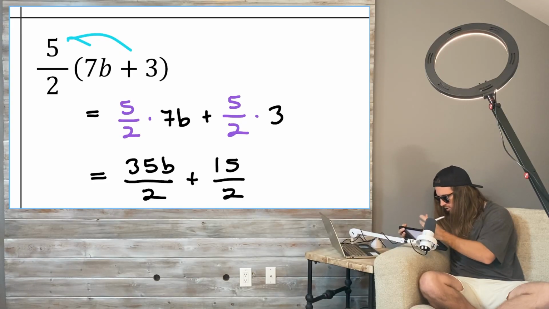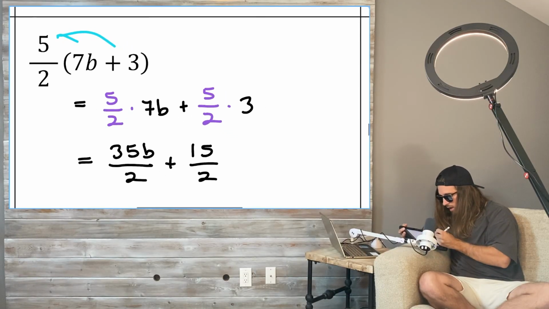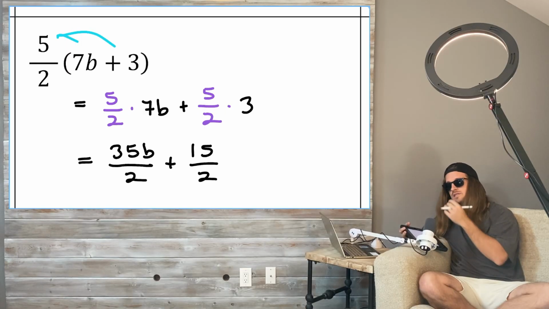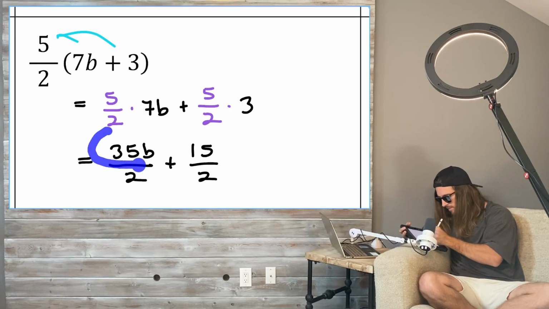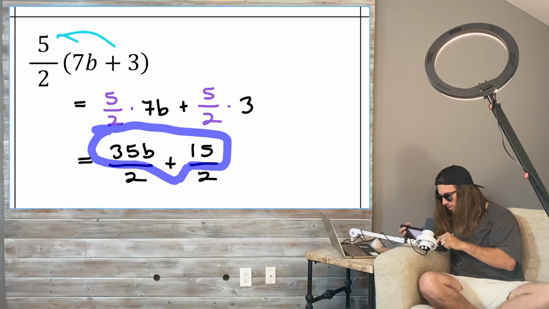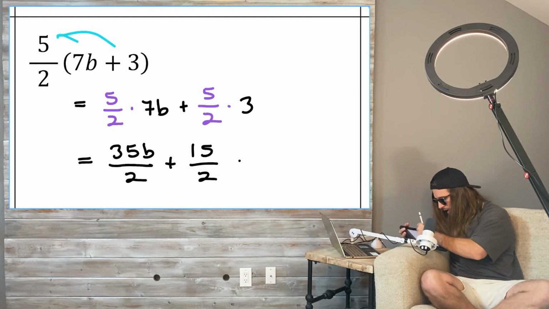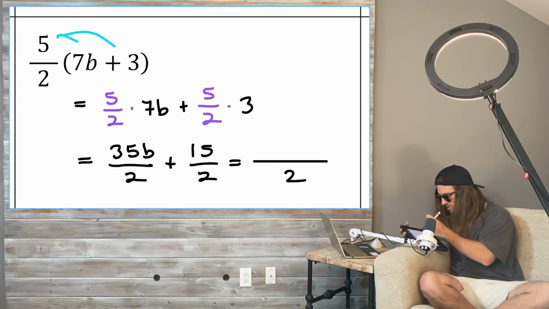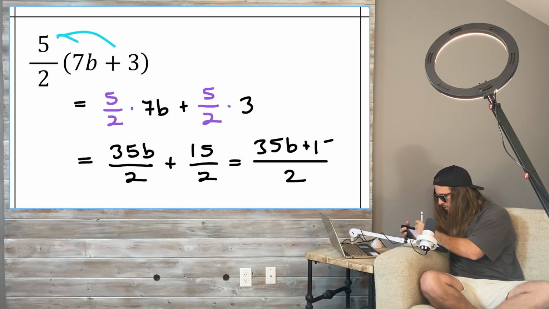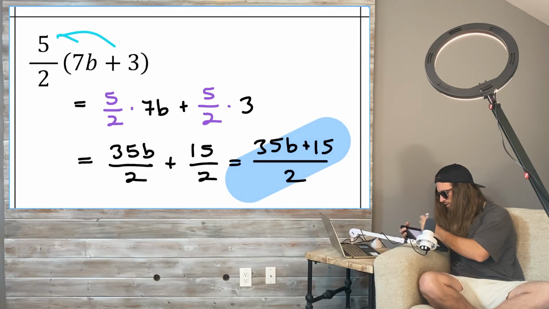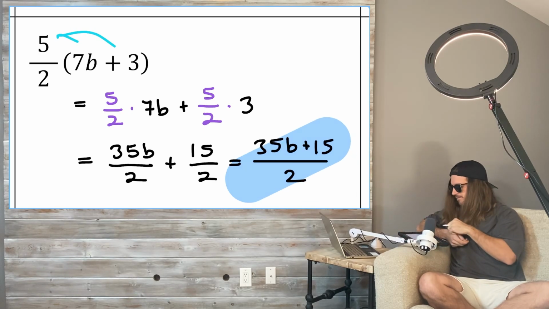Leave it over 2. And we can't combine these fractions in the sense that, right, only one of the numerators has a b. But we can combine them in that they do have the same denominator. So we can write our final answer as a single fraction, but the numerator is not going to get any smaller. 35b plus 15. That one did not divide.